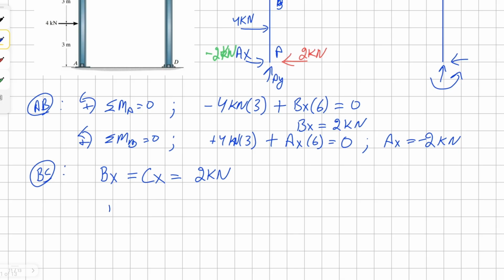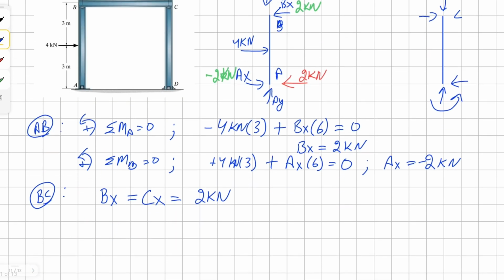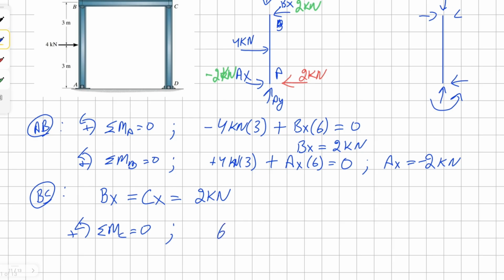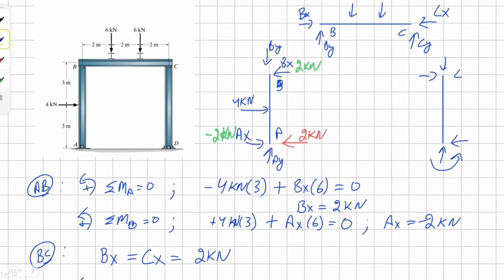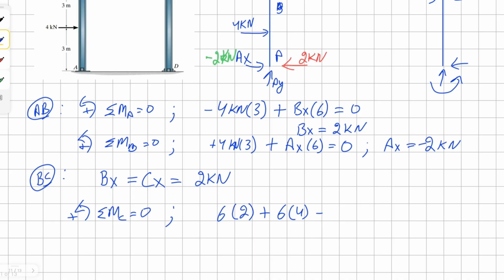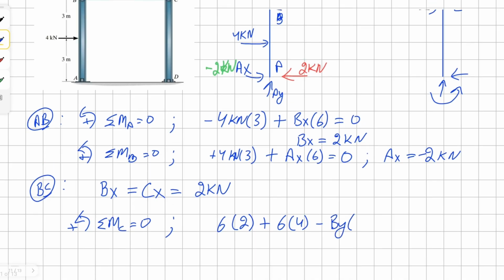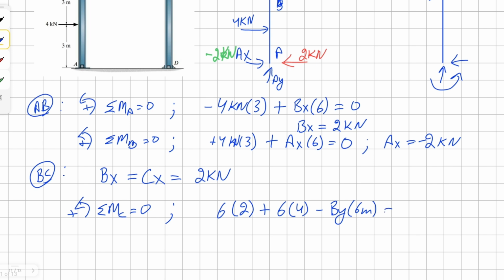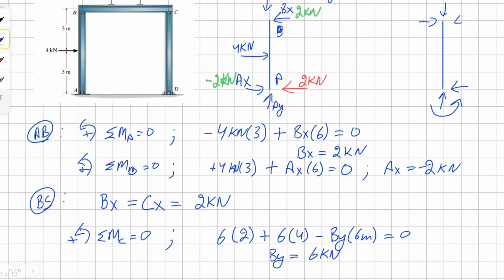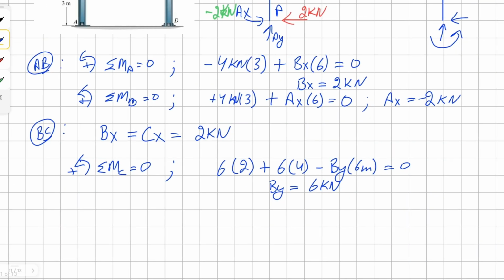Okay. Now let's take a moment about point C to solve for BY. There are 2 point loads. One point load is 2 meters away, the other one is 4 meters away, and both are working counterclockwise. Remember, BY is working counterclockwise, therefore it's negative, and it's 6 meters away. All of this is equal to 0. Solving for BY, the solution becomes 6 kilonewton.